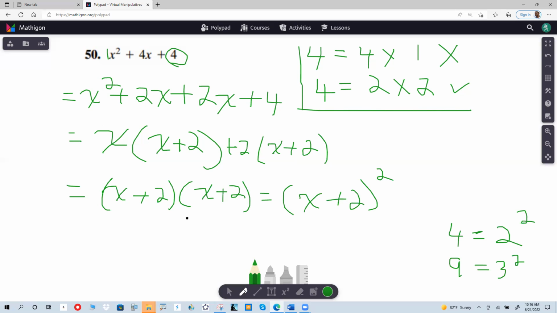So they're giving you a little hint. It's not really a hint. If you get a perfect square, then you kind of know you're probably right. But it has to be the right perfect square, right? You can write x plus 2 squared. So I would say I got it right.